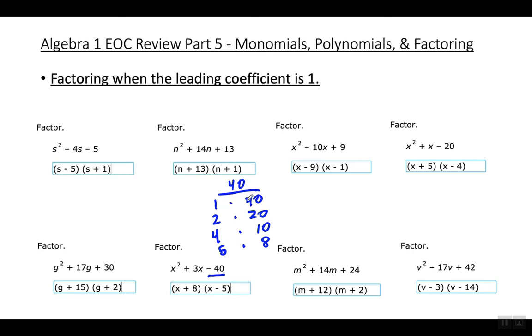Okay, now from those combinations, I got to see which pair could I add or subtract to get 3. 1 and 40, no. 2 and 20, no. 4 and 10, no. 8 and 5, yeah. If you subtract 8 minus 5, you get 3. And this is negative 40, so that means I got to play with the plus and the minus to see which combination, when I multiply it, will give me negative 40, but when I add them, will equal positive 3.